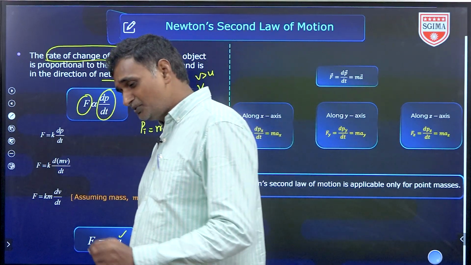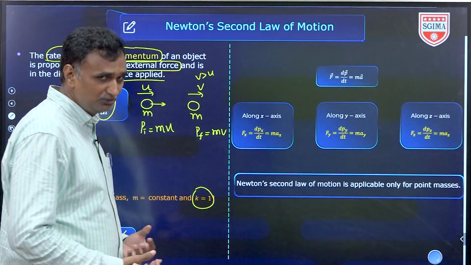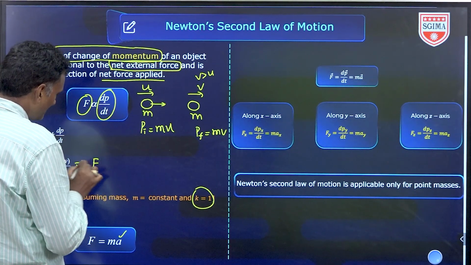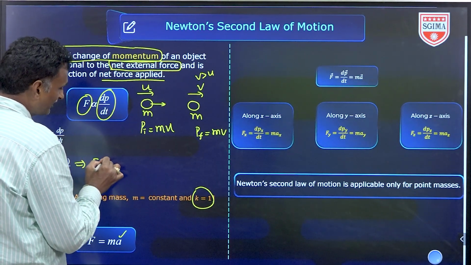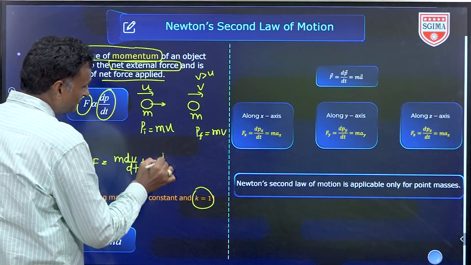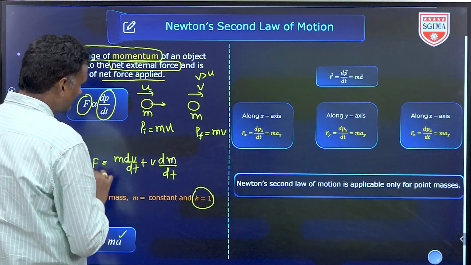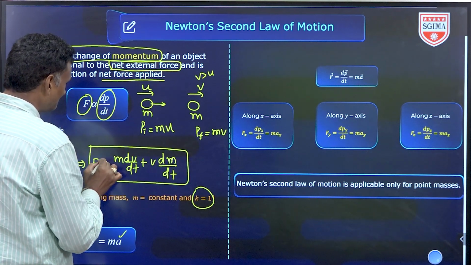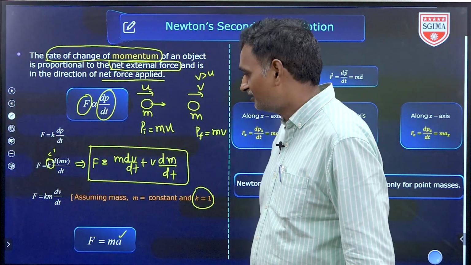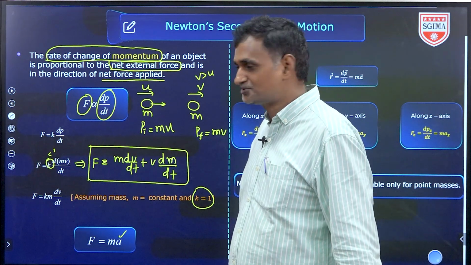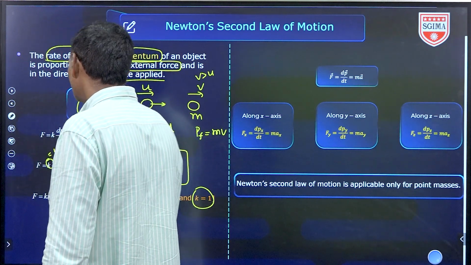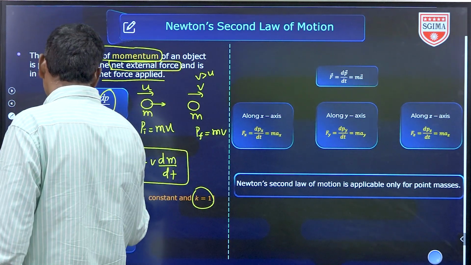Let us see what happens if mass is variable. From here only the answer can change. I am taking the k value equal to 1. So that is m into dv by dt plus v into dm by dt. This is the actual expression for the second law of motion for many problems to be solved. And if you do not want to get confused, you can consider whatever I explained first, that is, mass is taken as constant only.